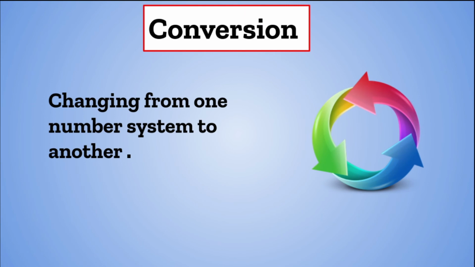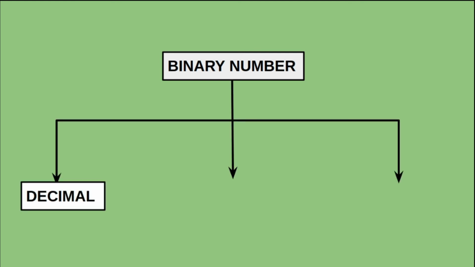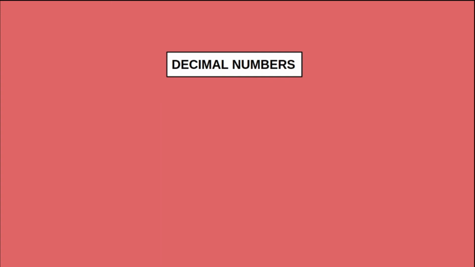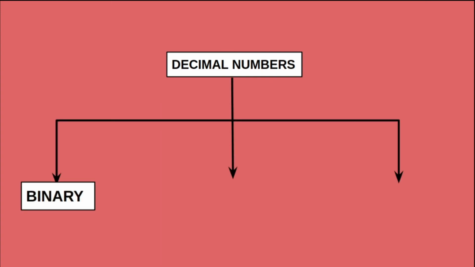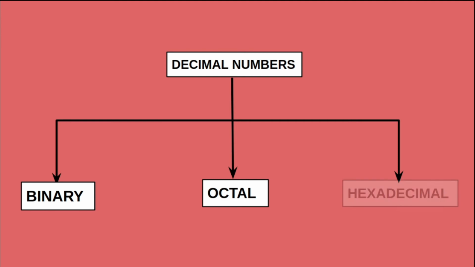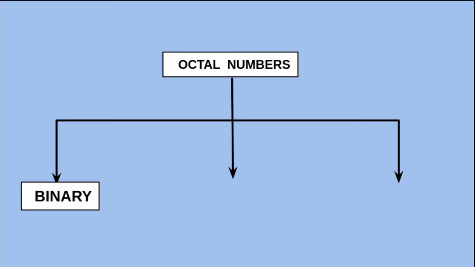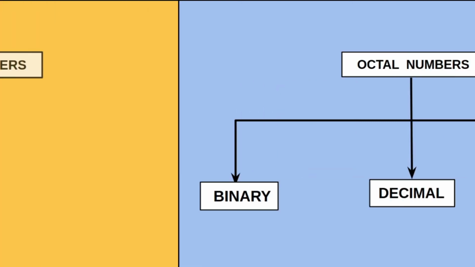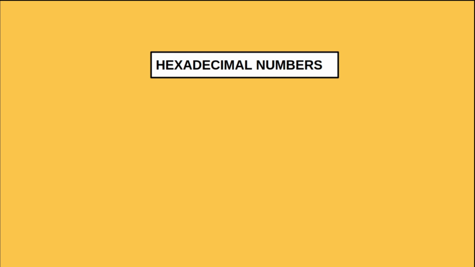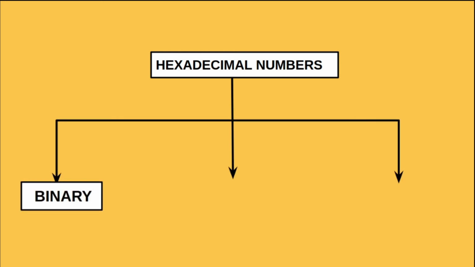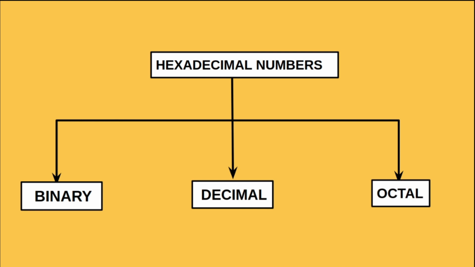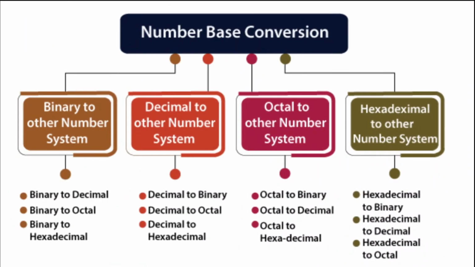Let us know all the types of conversions we can make in these number systems. We can convert a binary number into a decimal number or an octal number or a hexadecimal number. We can convert a decimal number into a binary number or an octal number or a hexadecimal number. We can convert an octal number into a decimal number or binary number or hexadecimal number. The last one, we can convert a hexadecimal number into a binary number or decimal number or an octal number. These are all the conversions we can make in the number systems.